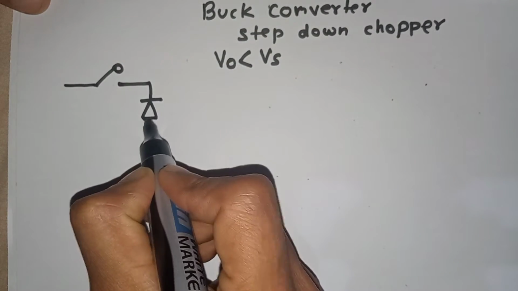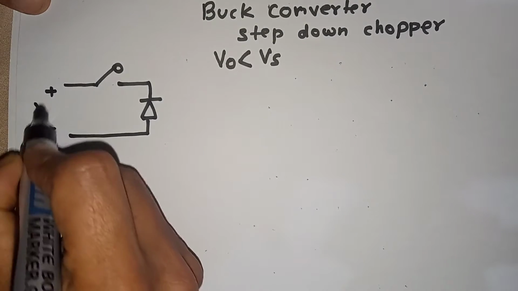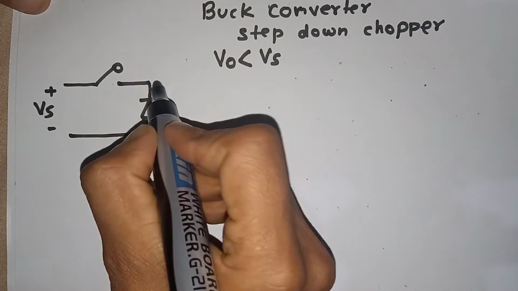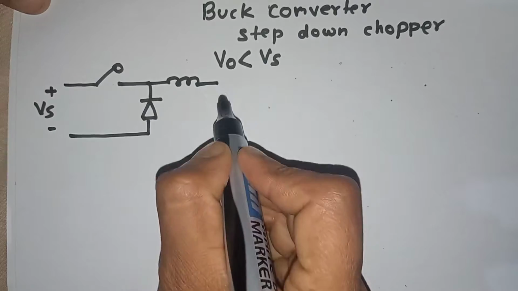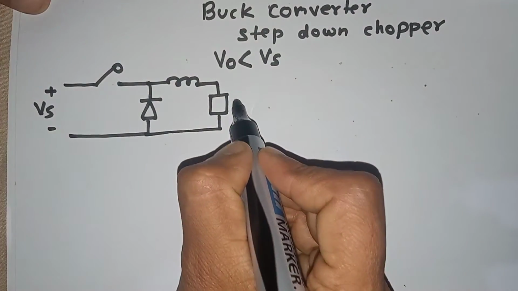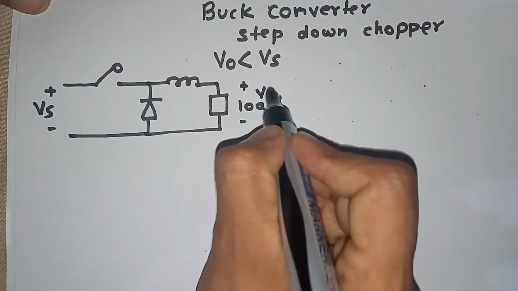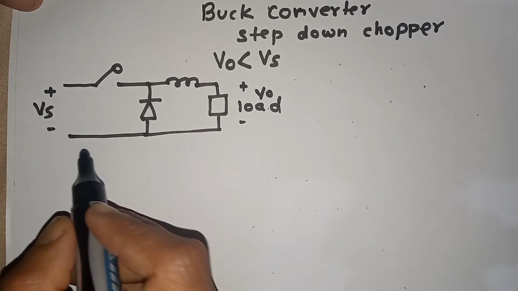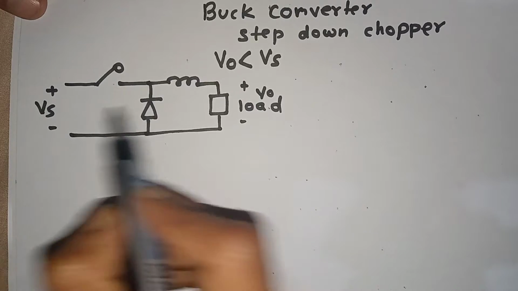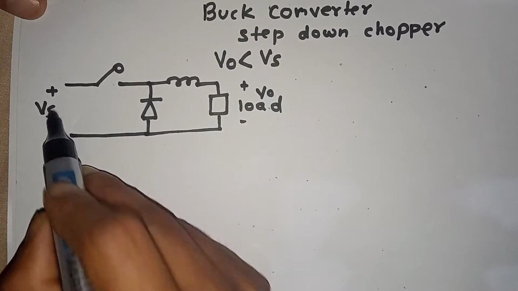One diode is here. Here we are giving supply voltage Vs, and here is the inductor, and we connect the load here. This is called the load, with plus minus VO. In buck converter operation, the supply voltage is Vs and the load voltage is VO. So VO is always less than Vs.